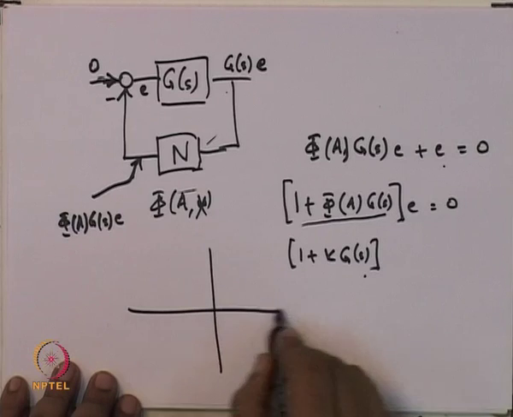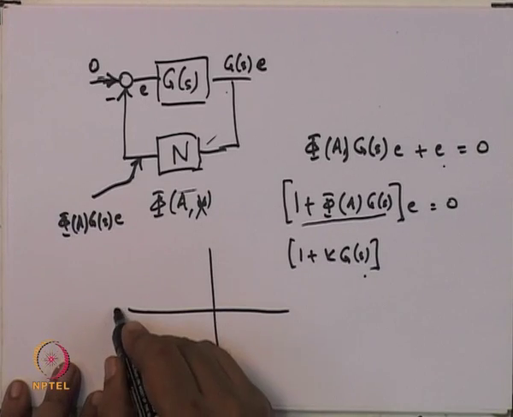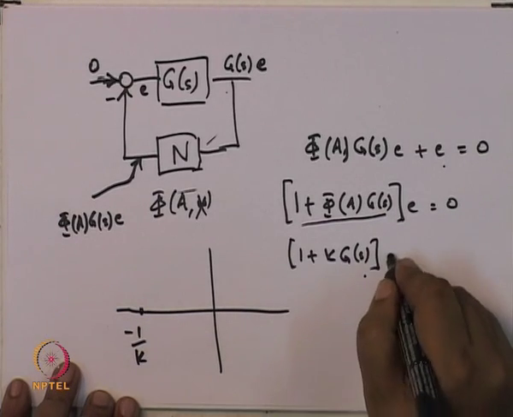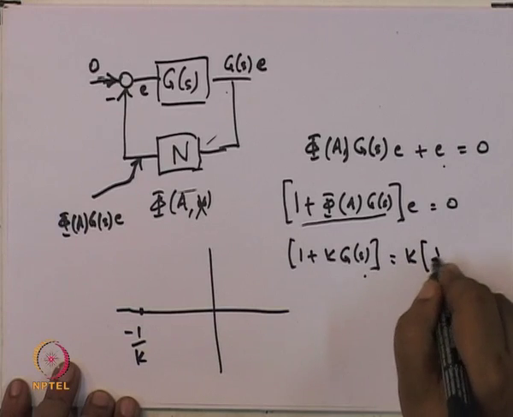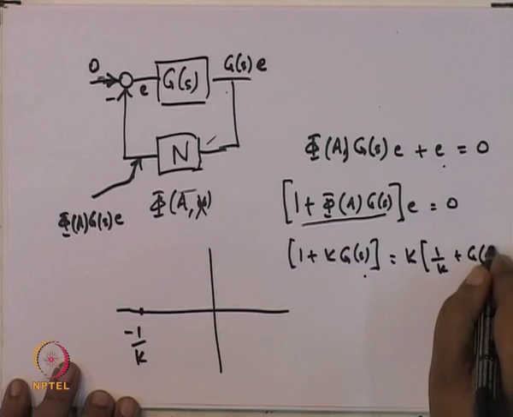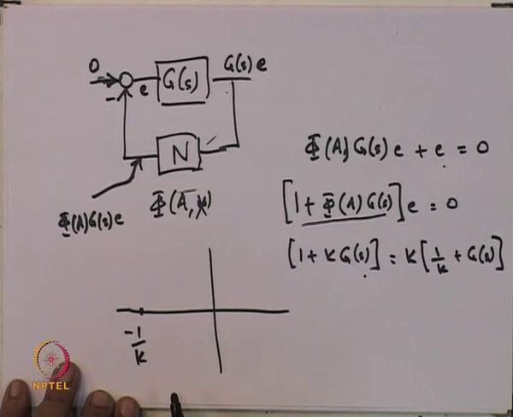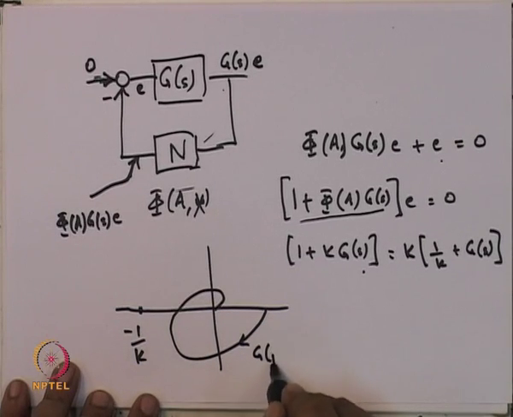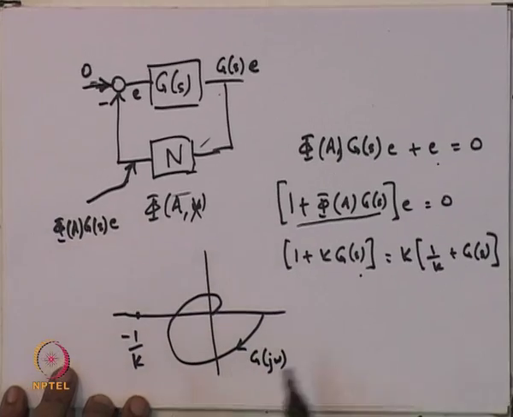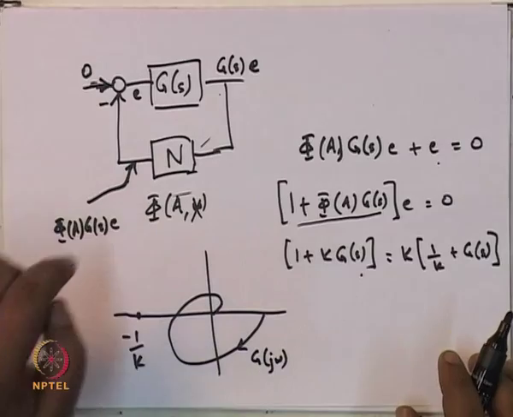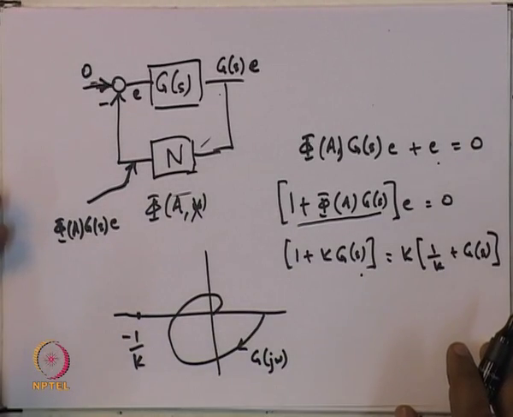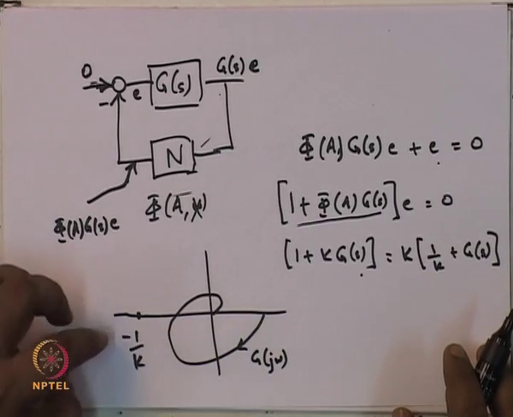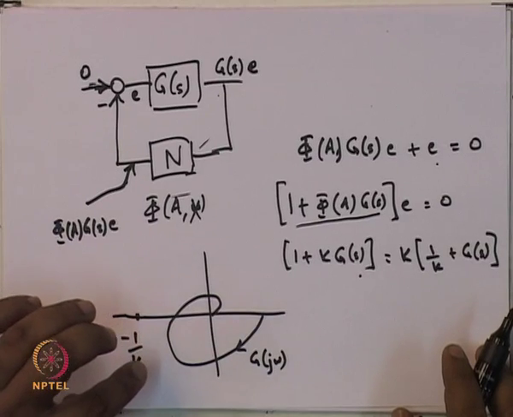Well, this is the characteristic equation. So you look at the point minus 1 by k. What I'm really doing is I pull out the k, and so I have 1 by k plus G(s). So you look at the Nyquist plot. Let's say this is the Nyquist plot of G(s). Then we can say that the resulting closed loop system is stable or unstable depending upon whether the Nyquist plot encircles minus 1 by k or not.